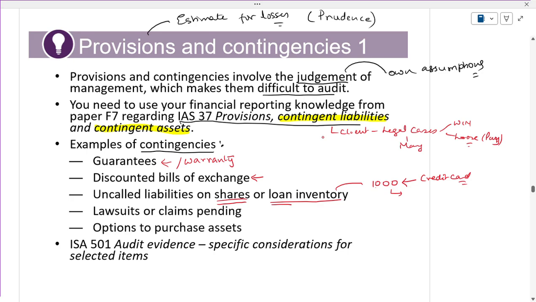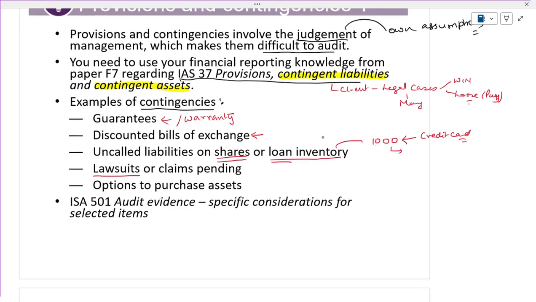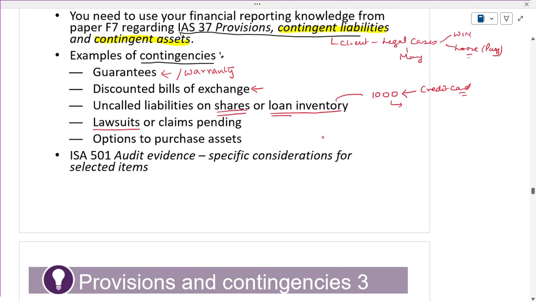Lawsuits, I just told you now, any legal cases. Is there any legal case? You should make sure that you make a provision for that. Maybe the client will win, maybe the client will lose.